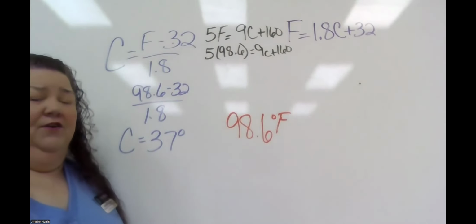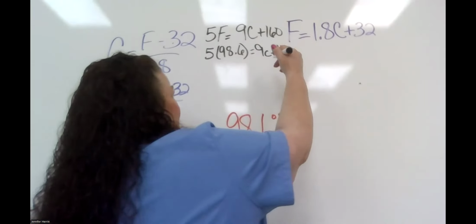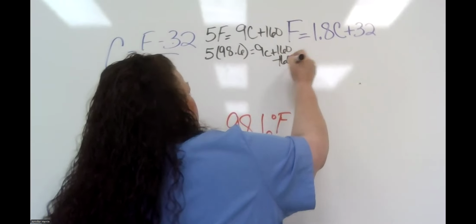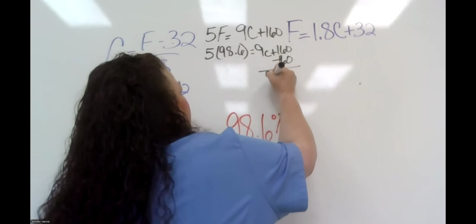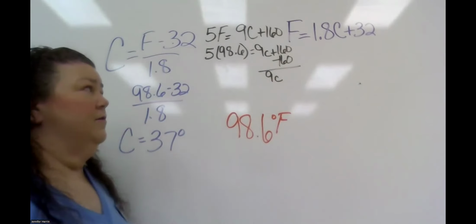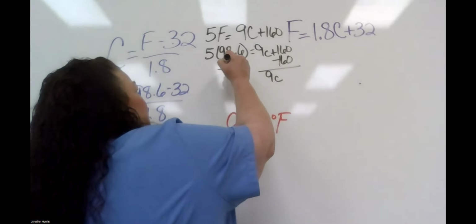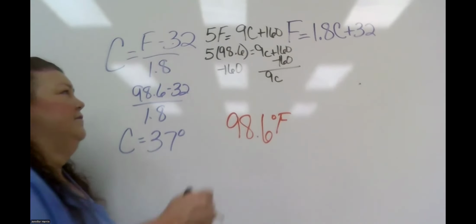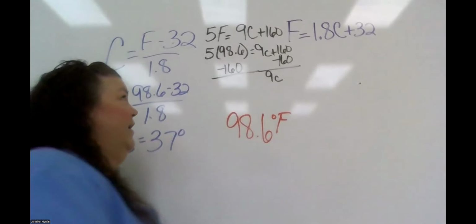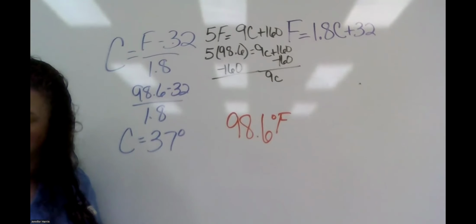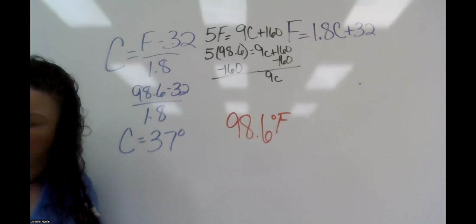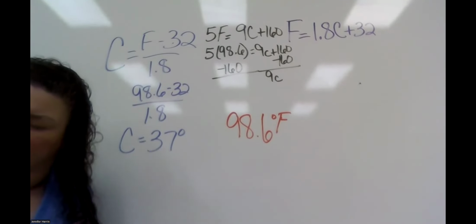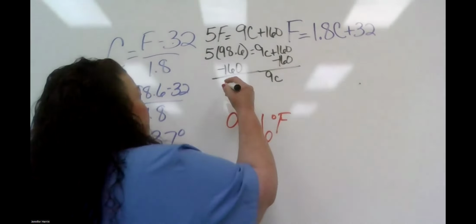So the first thing I've got to do is eliminate this 160 hanging out here. And the way I'm going to do that is I'm going to have to subtract 160 so I can isolate 9C over here on this side. And what we do to one side of the equal sign, we have to do to the other side of the equal sign. So let's go ahead and do our math. 5 times 98.6, which is 493, and we're going to subtract that 160. Leaves me with 333.